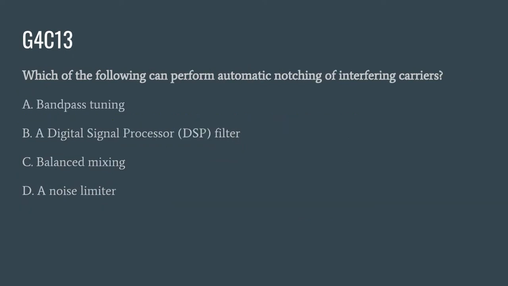G4C13. Which of the following can perform automatic notching of interfering carriers? A. Bandpass tuning. B. A digital signal processor DSP filter. C. Balanced mixing. Or D. A noise limiter. Correct answer here is B. A digital signal processor, also known as DSP filter.